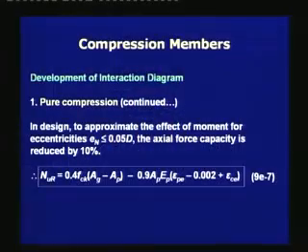In that case, NUR is given as 0.4 FCK times (AG minus AP) minus 0.9 AP times EP times (minus 0.002 plus epsilon CE).